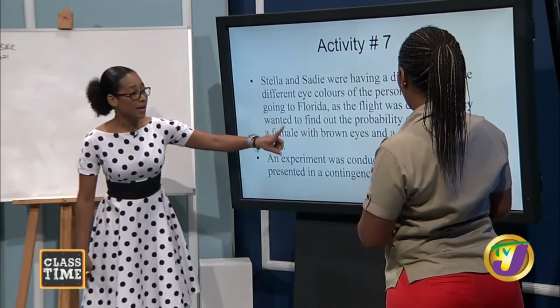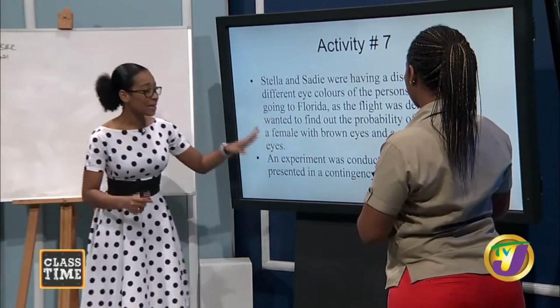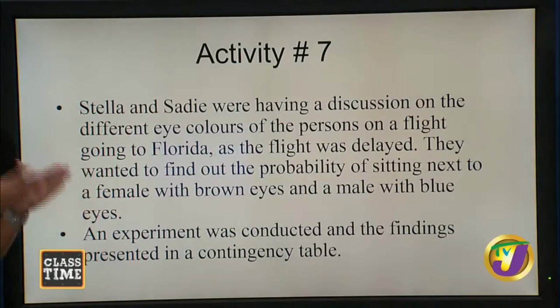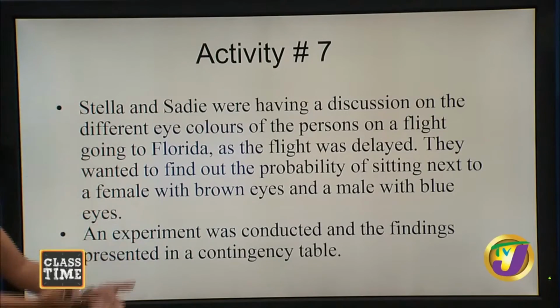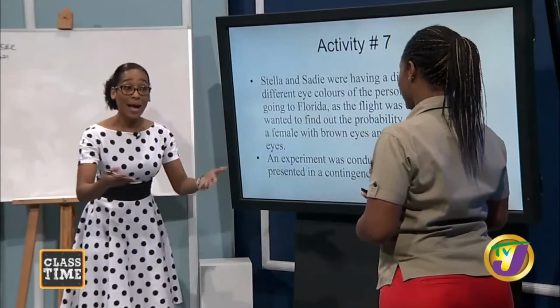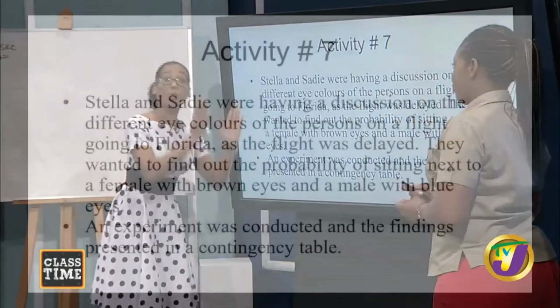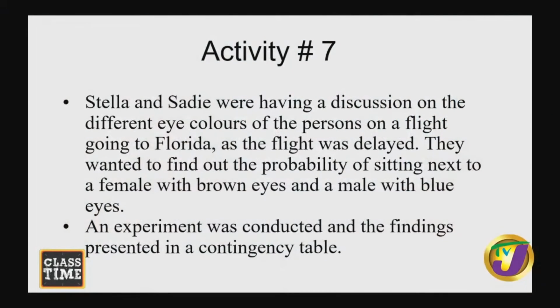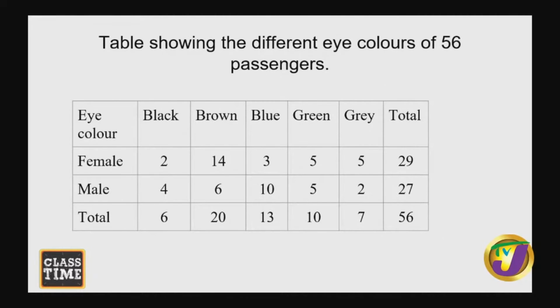They wanted to find out the probability of sitting next to a female with brown eyes and a male with blue eyes. So remember, a female with brown eyes and a male with blue eyes. Okay. So we have to remember that we're looking at the probability of those two events happening. All right. So let's look at the table. So they would have drawn up this table, and this is what they would have found out.